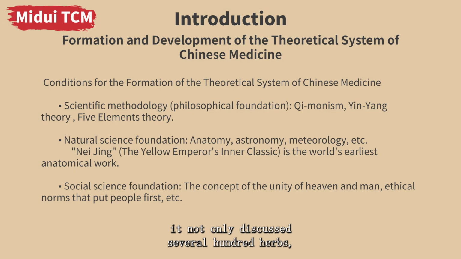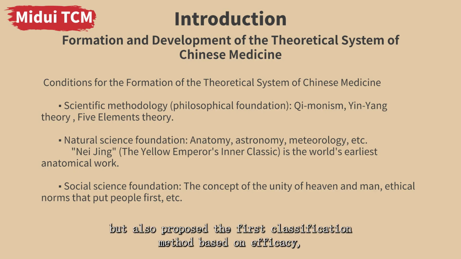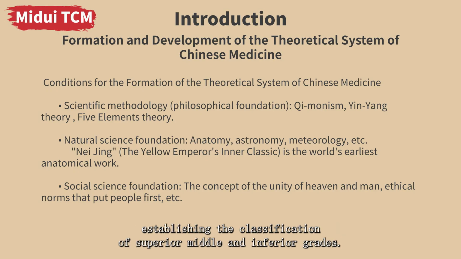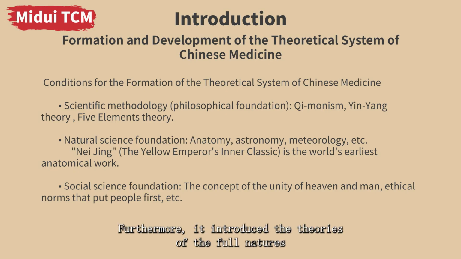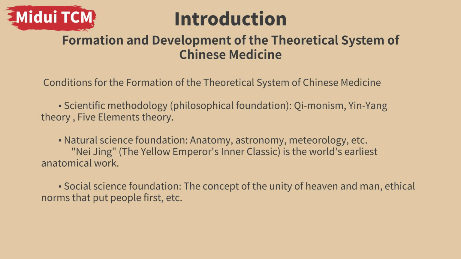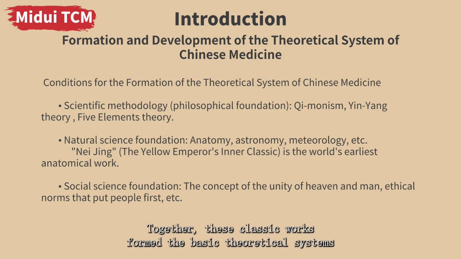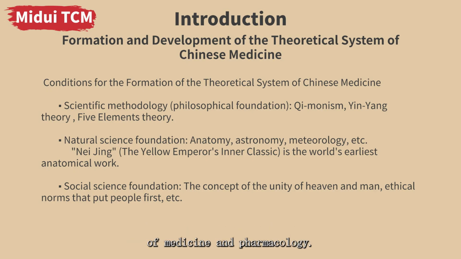It not only discussed several hundred herbs, but also proposed the first classification method based on efficacy, establishing the classification of superior, middle, and inferior grades. Furthermore, it introduced the theories of the 4 natures, 5 flavors, and 7 actions of Chinese Materia Medica. Together, these classic works formed the basic theoretical systems of medicine and pharmacology.